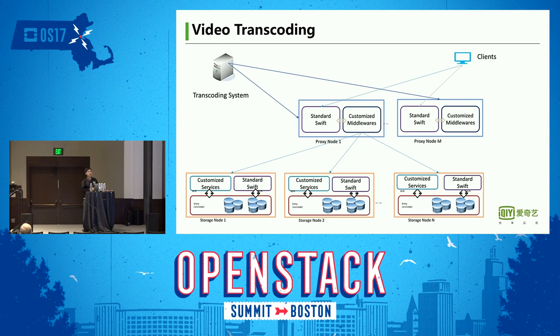This is the biggest use case at the moment. From the diagram, we can see how Swift provides the storage infrastructure to video transcoding systems, which is very critical in our organization. It's worth mentioning that the transcoding system is a complicated system, and sometimes you want to process the data as quickly as possible. So we developed some middlewares for the transcoding system to process the data in the object server directly. And it's really easy for us to develop the middlewares.